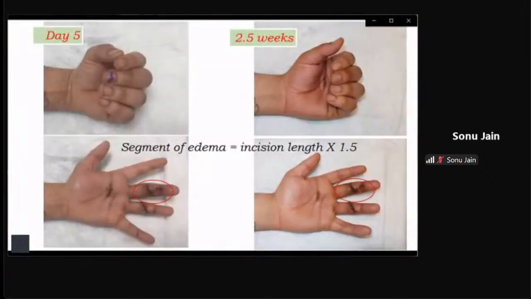That's the edema of the same patient, much narrower edema with a small incision at day 5 and 2.5 weeks. That is a critical period of time for the early active motion. A small incision decreases the edema and resistance to tendon glide.